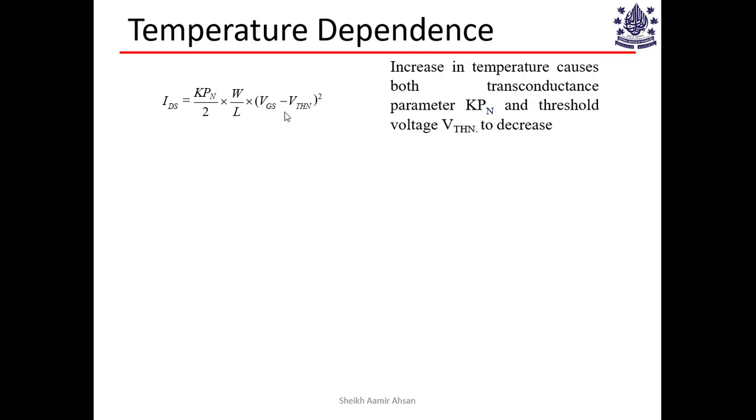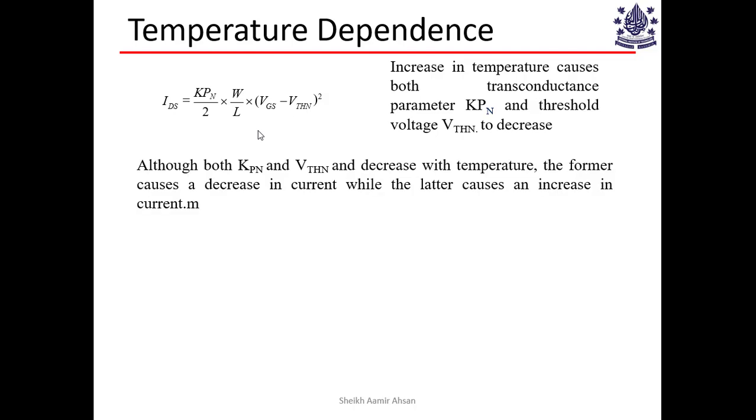But let's say we focus on this one. If VTHN is reduced as you increase the temperature, then current should increase, because this quantity will increase and the square of that will increase even more. So you will have an increase in IDS. But what if this one is decreasing? If temperature increases and this one decreases, then the current as a whole will reduce. So it's not actually fairly obvious what should happen to current if temperature was to increase.